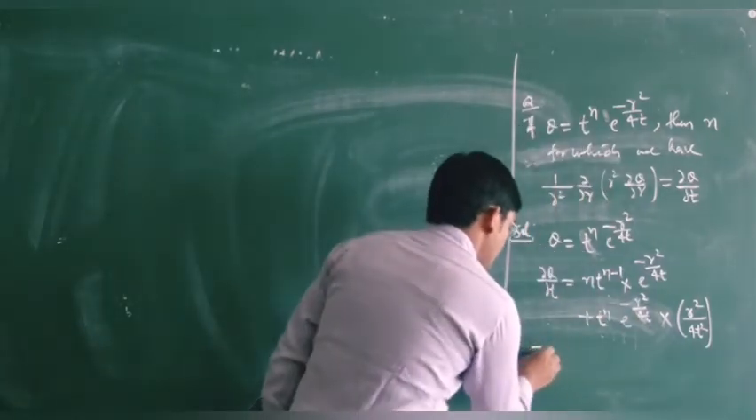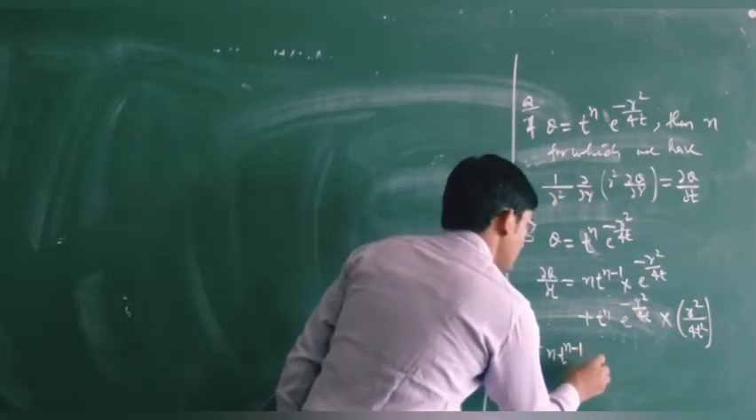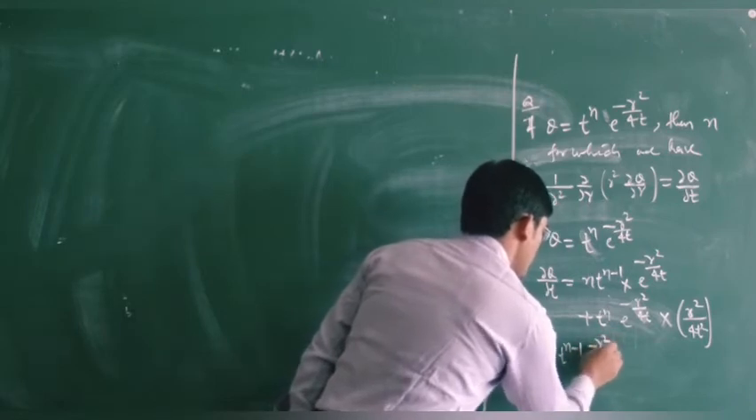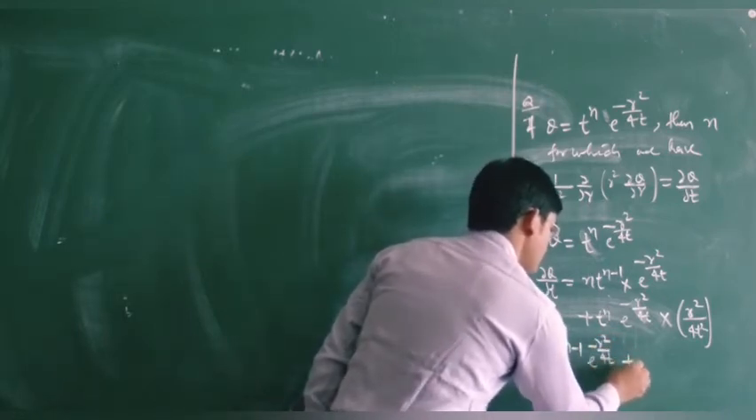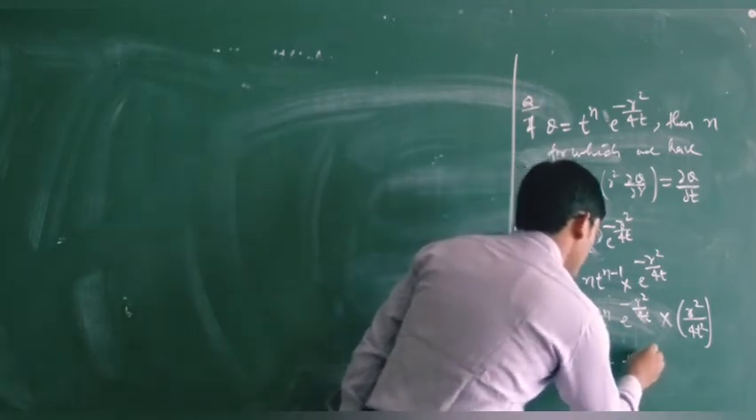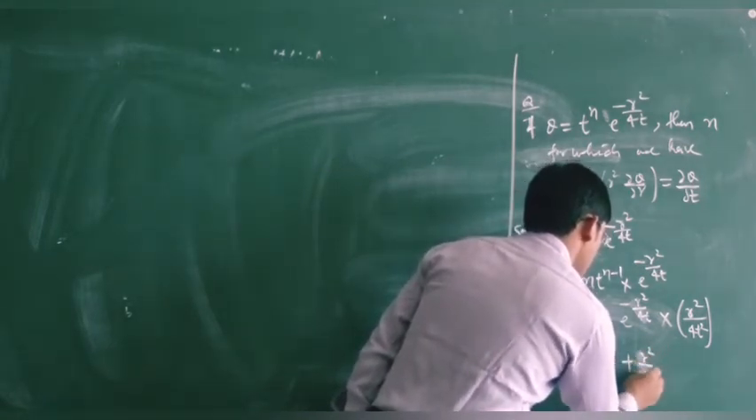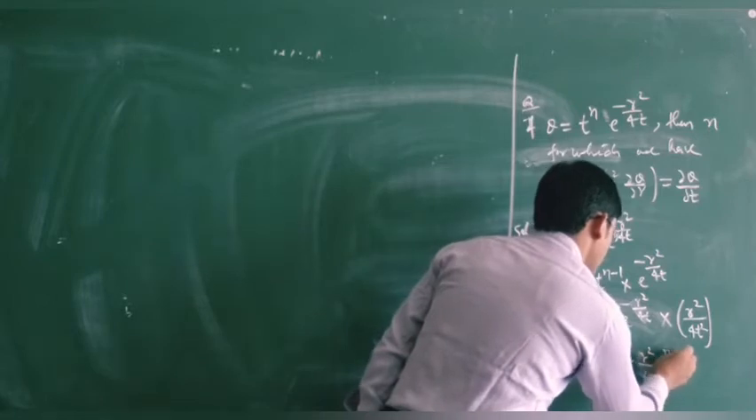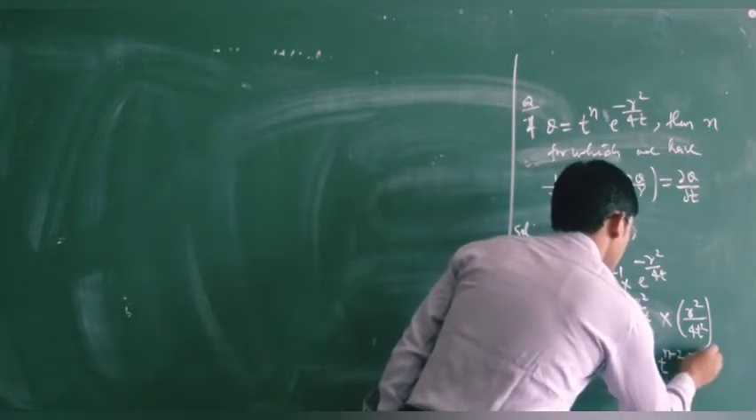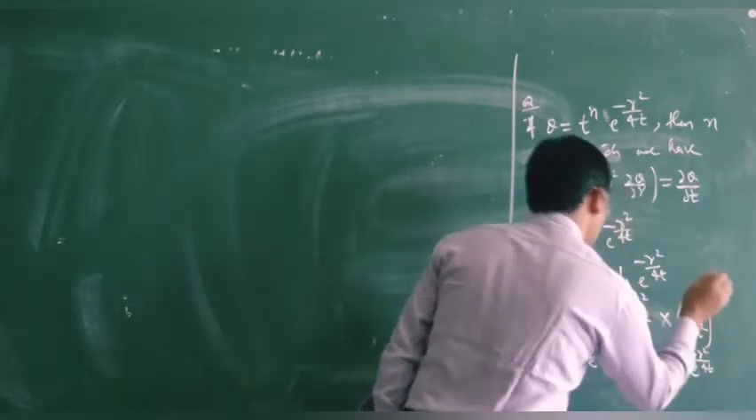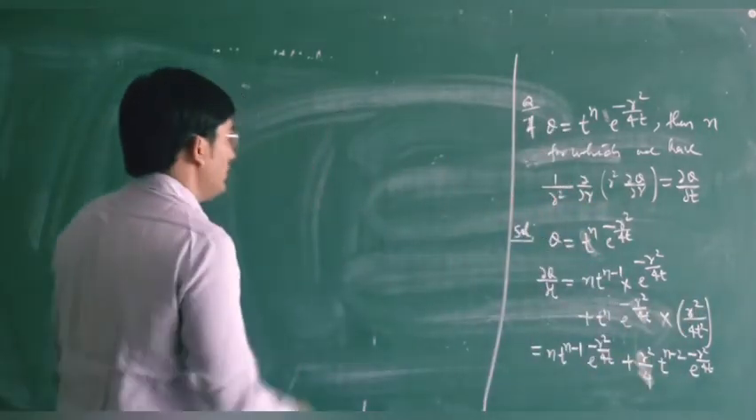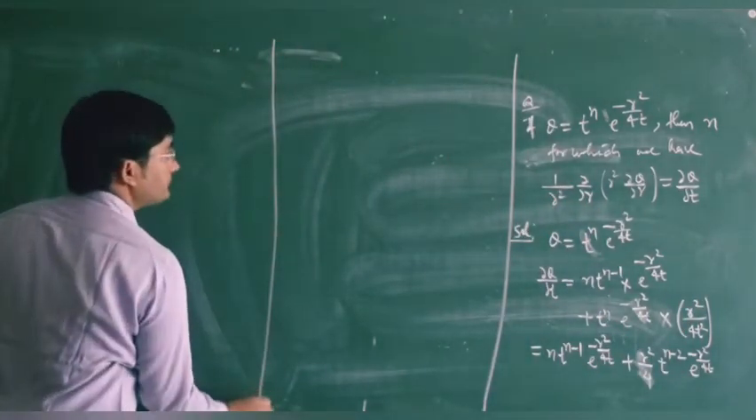So we can say that this is equal to t^(n-1) e^(-r²/4t), and then the second term is 1 upon 4, r² by 4, and then t^(n-2) e^(-r²/4t). So this is your ∂θ/∂t. Let us compute ∂θ/∂r.